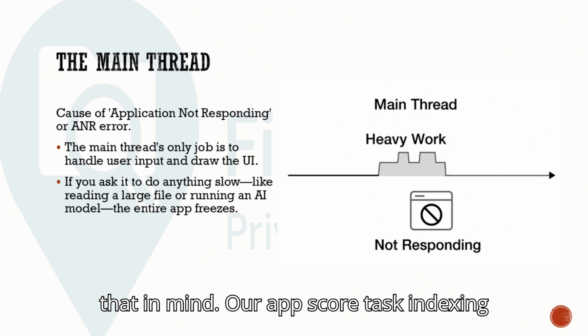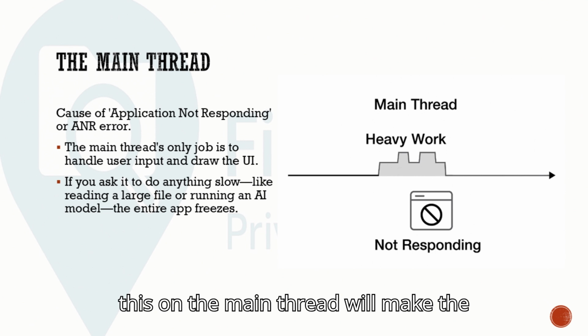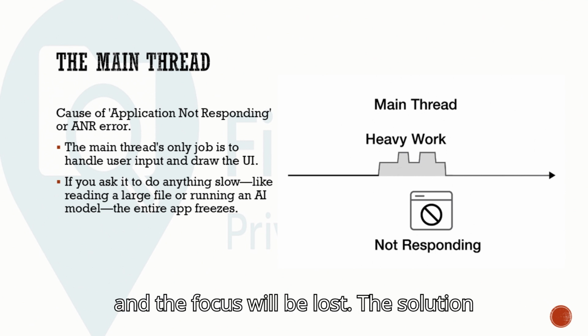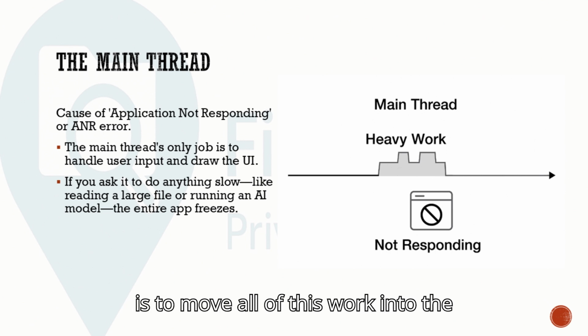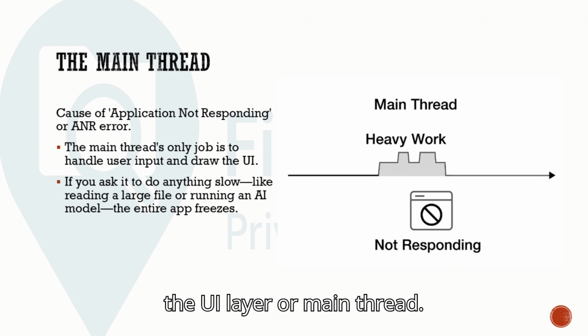Our app's core task, indexing files, is incredibly heavy. Doing this on the main thread will make the application completely unusable for users, and the focus will be lost. The solution is to move all of this work into the background, to the logic layer instead of the UI layer or main thread.